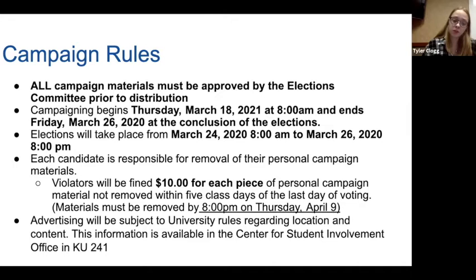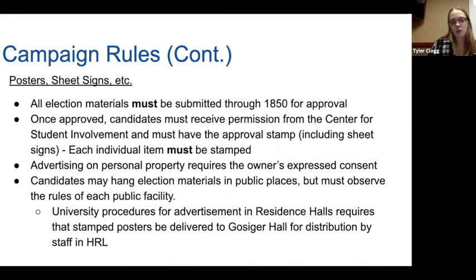Advertising will be subject to university rules regarding location and content. So all posters that are hung up need to be stamped by Centers for Student Involvement before being posted, or else they will be removed. Like I just said, all election material must be submitted through 1850 for approval. Once approved, they need to be stamped by the Center for Student Involvement. Advertising on personal property requires owners' expressed consent. So any sheet signs or anything has to have approval of the majority of the residents of that home.